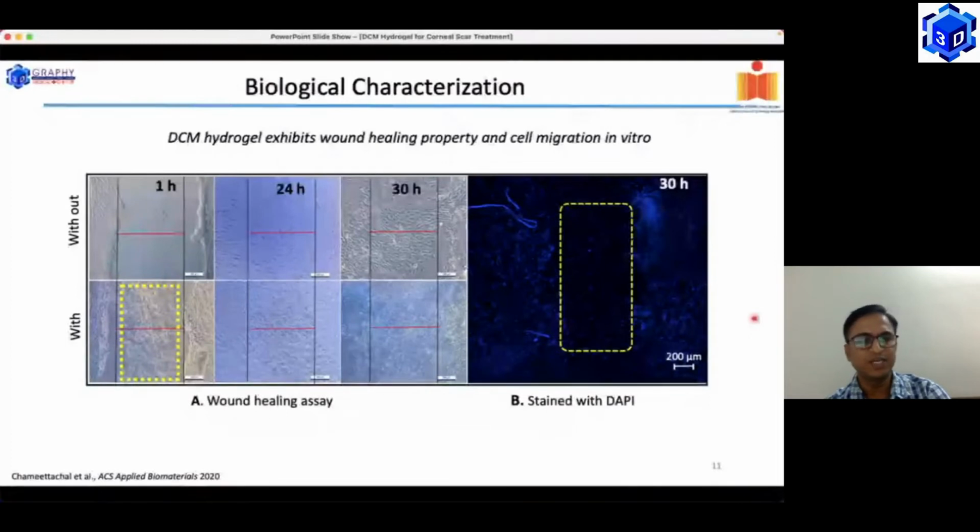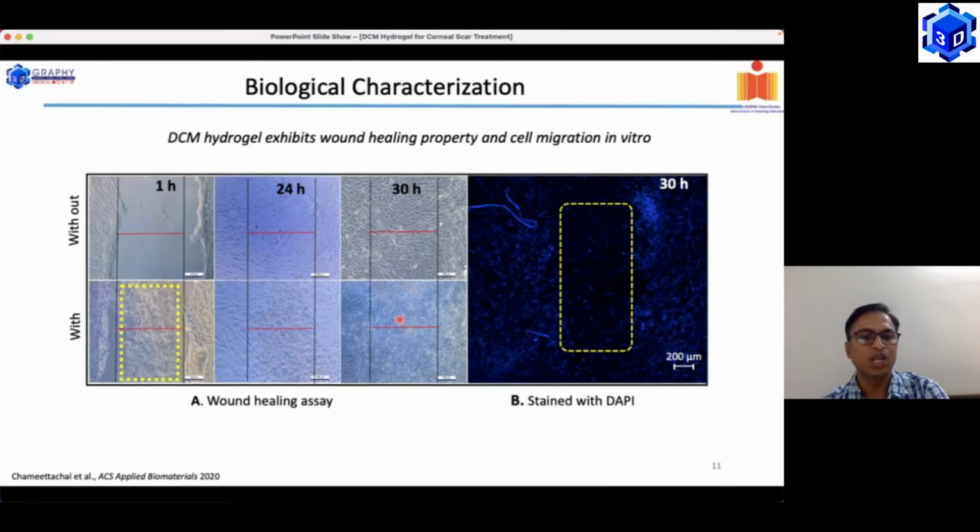Then we did one assay where we are trying to understand, if we create a wound, whether these keratocytes are able to bridge that gap or not. That is a standard wounding assay, where in a standard confluent plate a wound is created by a pipette, and then it is studied how the cells bridge that gap. But our interest is to understand whether, if we put the hydrogel in the gap, the cells are able to migrate through the hydrogel and bridge the gap or not. So that is what we see in 30 hours. In both cases, with and without hydrogel, the cells are able to bridge the gap.